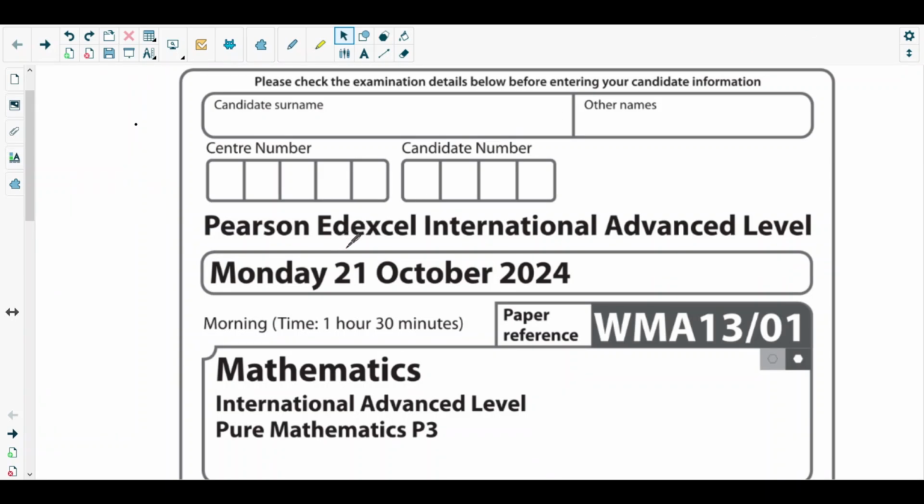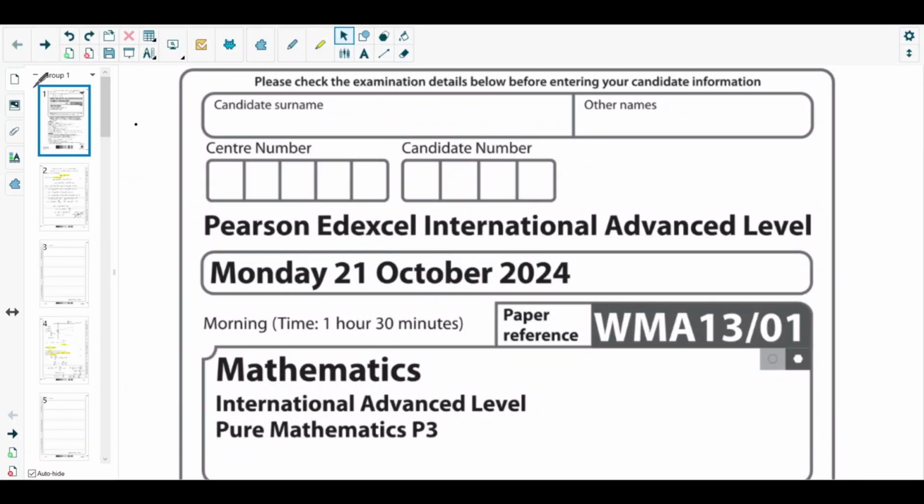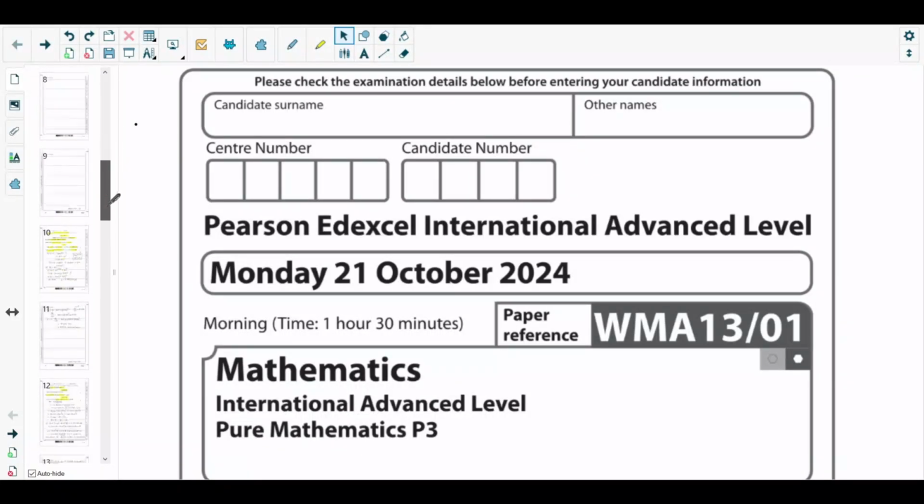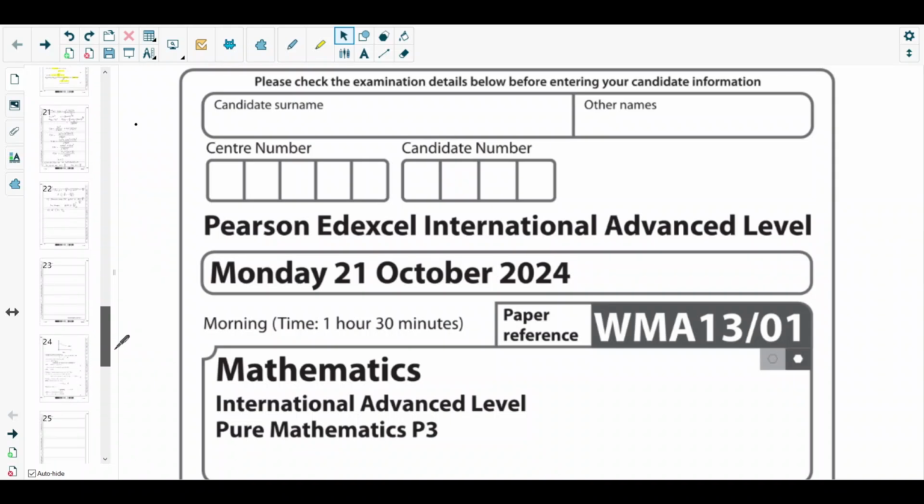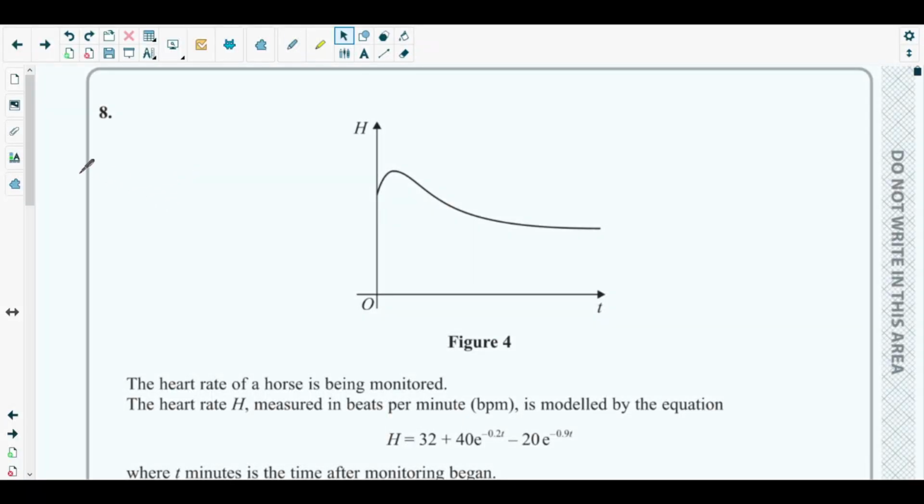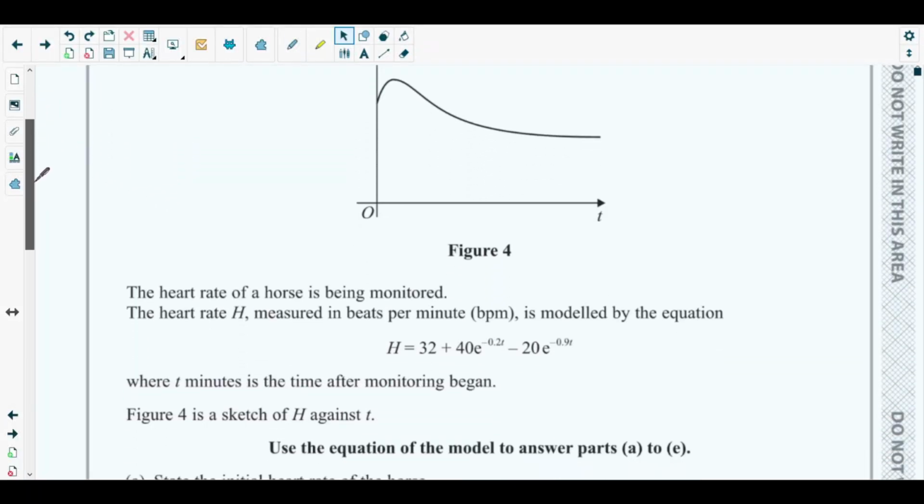In this video, we will be solving question number 8 from the most recent past paper of Pure Mathematics 3, that is the October 2024 P3 paper. So let's see what question number 8 from this paper is about. Question number 8, here you go. You can see question number 8 on the screen.